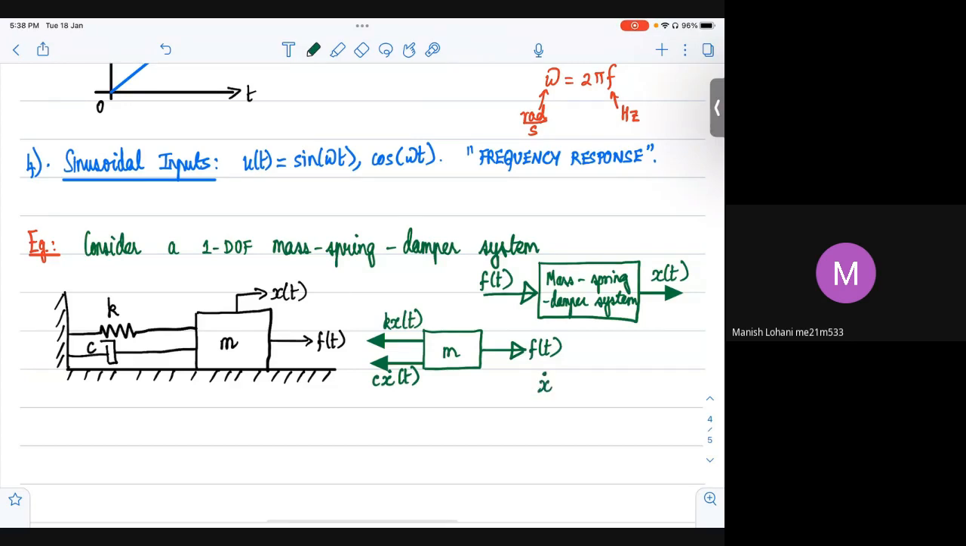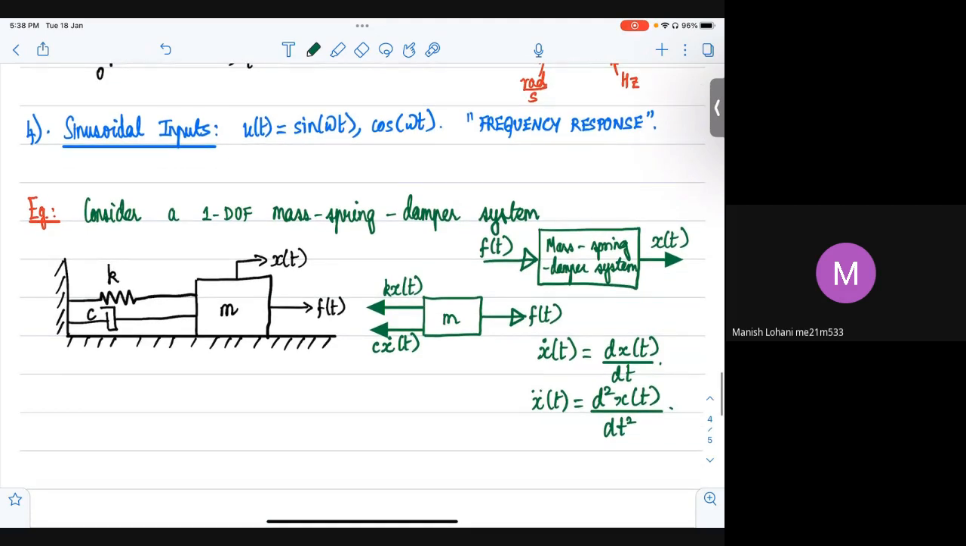Please note, I'm going to use this notation. If I put a dot over a variable, that means I'm indicating one derivative with respect to time. So x dot means dx/dt. x double dot(t) means the second derivative of x, d squared x(t)/dt squared. So that is a notation we will follow.